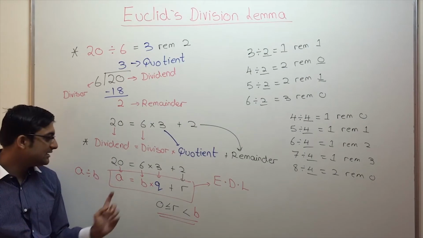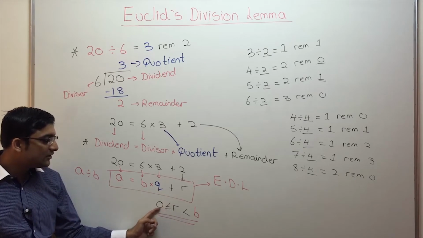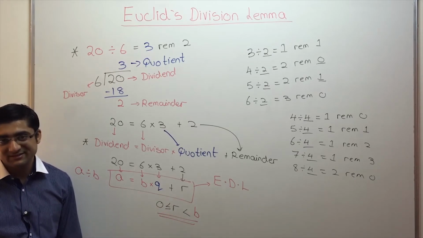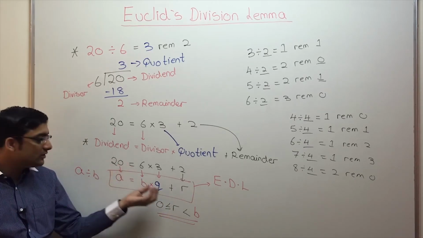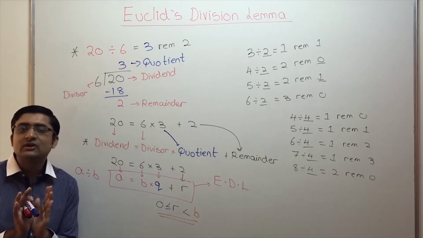For any two numbers a and b, a is equal to b into q plus r, where the remainder is greater than or equal to 0 and less than b. Right? So now, how do we represent any two numbers in this relation? Let's learn it in the next video. I hope the concept of Euclid's division lemma is clear.